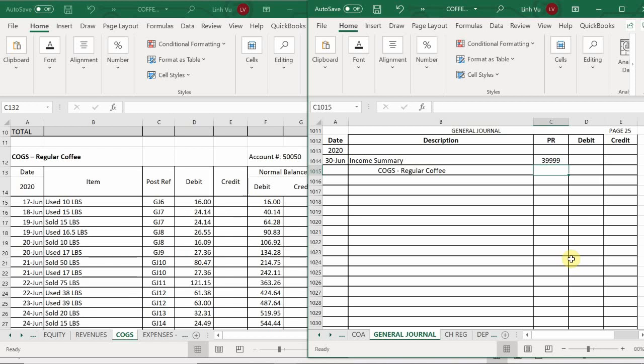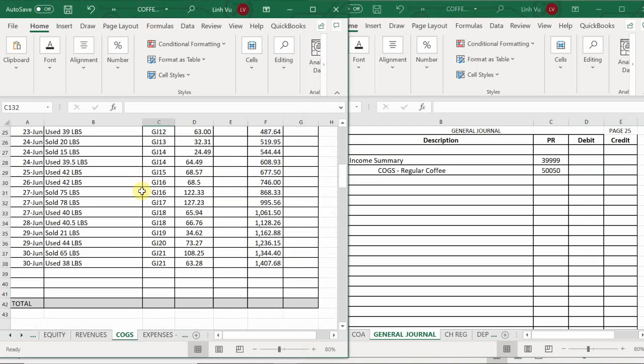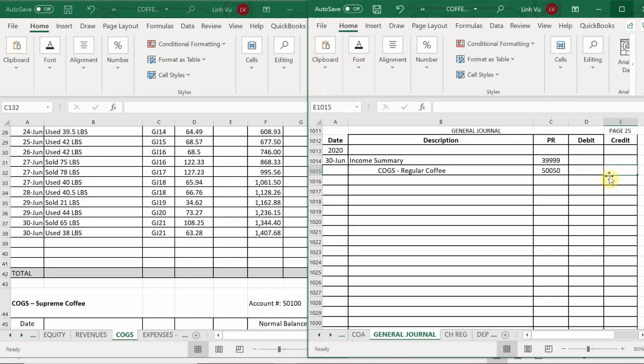which is account number 50050. How much am I going to credit my cost of goods sold for the regular coffee? 1,407.68.